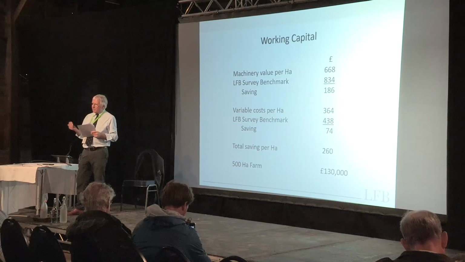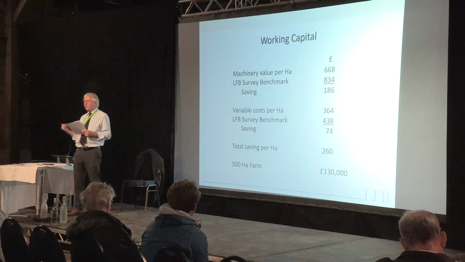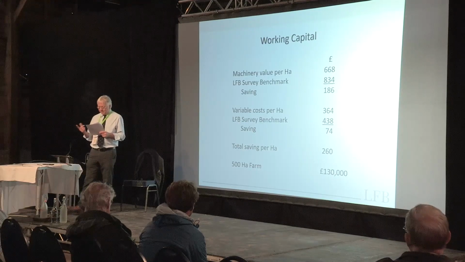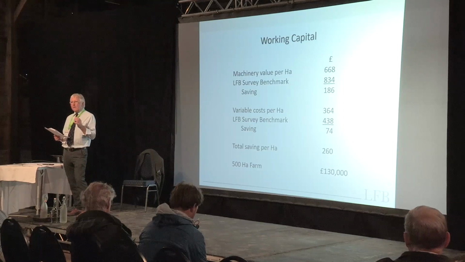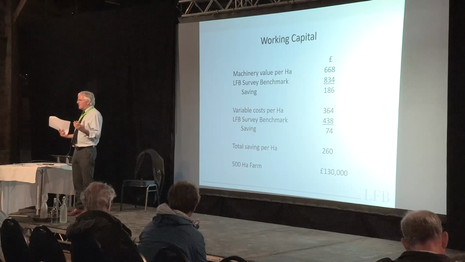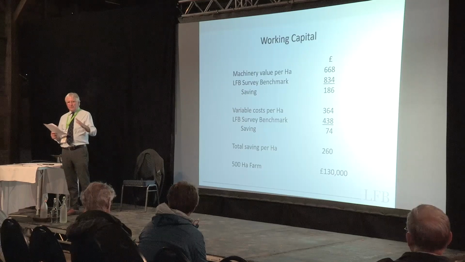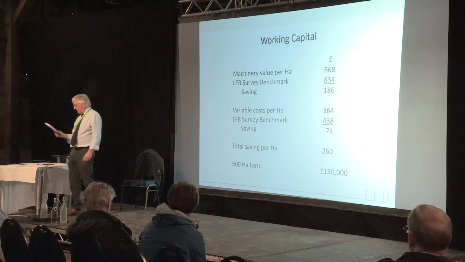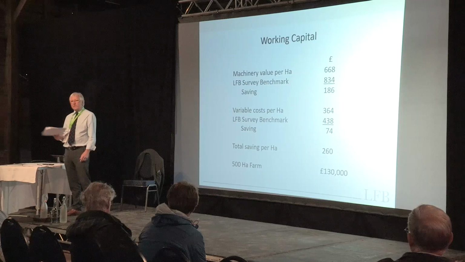Variable costs are lower in the group itself as well, at 364 versus 438. So we've got £74 a hectare there. Total saving, 260. So it's £260 less. Now the key thing, and one of the key problems we have in arable farming, in all our clients that we look after, is the working capital requirements, and the machinery has been creeping up. Machinery inflation has been creeping up dramatically over the last few years. So in a 500 hectare farm, the saving is 130,000.